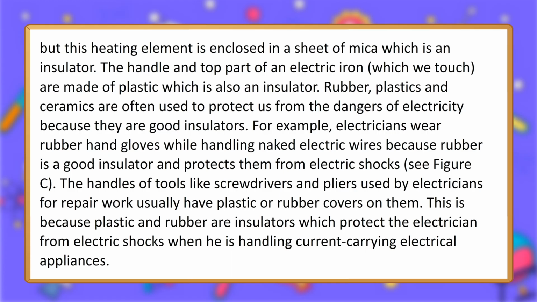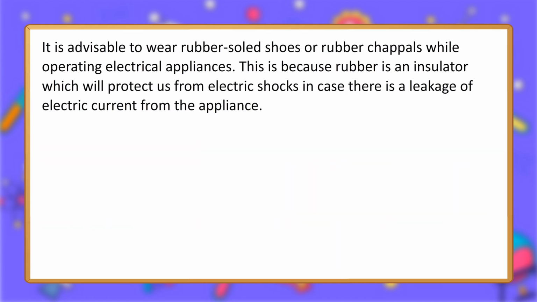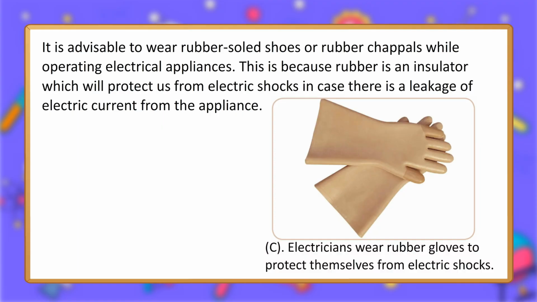This is because plastic and rubber are insulators which protect the electrician from electric shocks when he's handling current-carrying electrical appliances. It is advisable to wear rubber-soled shoes or rubber chappals while operating electrical appliances. This is because rubber is an insulator which will protect us from electric shocks in case there is a leakage of electric current from the appliance. C. Electricians wear rubber gloves to protect themselves from electric shocks.